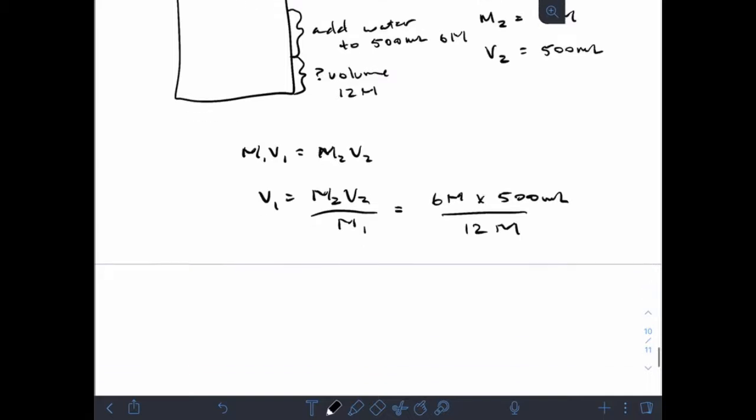So in this case, I'm going to start with 250 milliliters of 12 molar solution. Start with 250, and then I'll add 250 to get to 500, and that cuts my concentration in half.